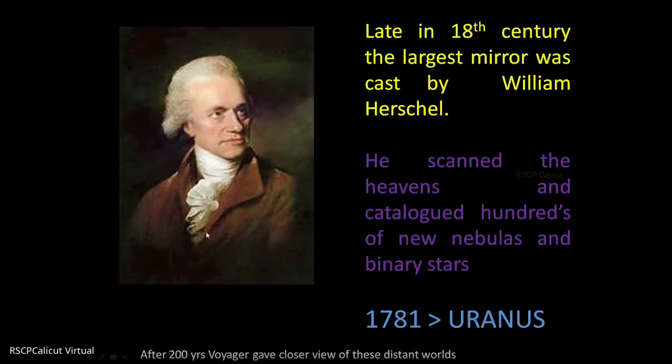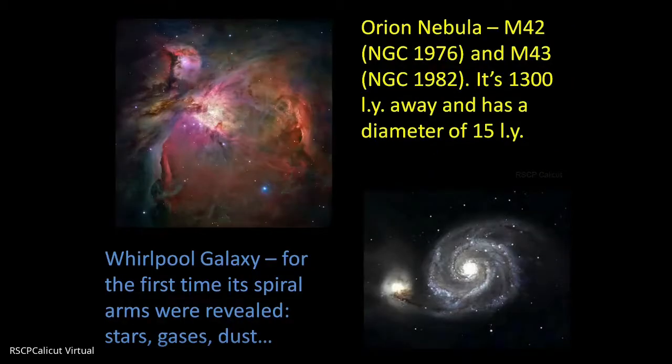He was a musician by profession, but he loved astronomy. He constructed his own telescope, and after constructing it, he observed the sky with his sister Caroline. Then in 1781, he discovered a new planet called Uranus. William Herschel is also the father of infrared rays and infrared astronomy.